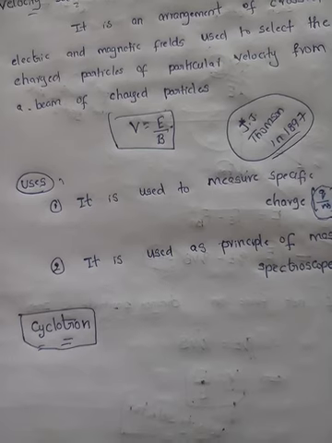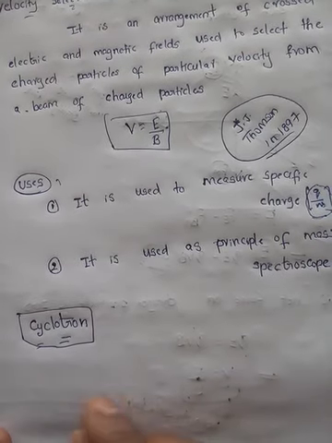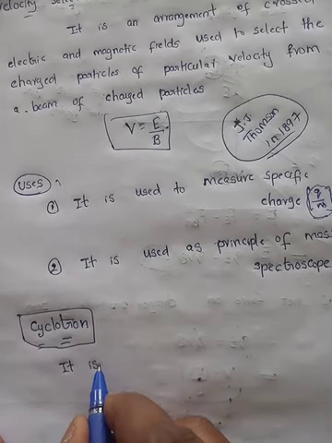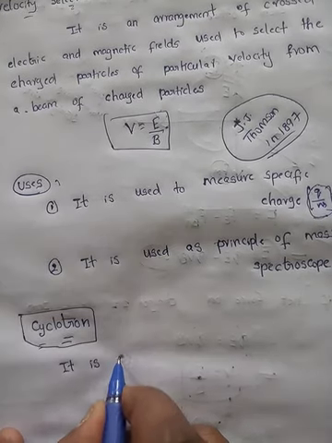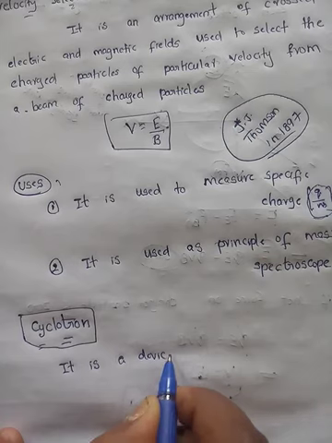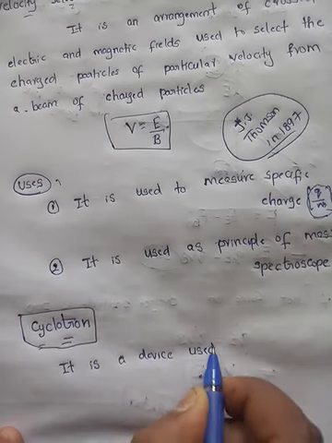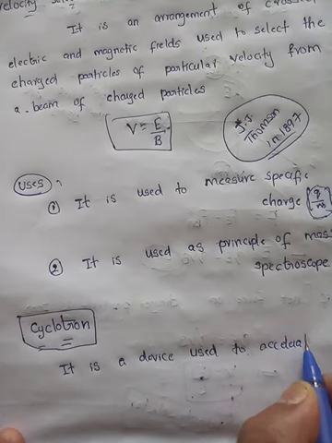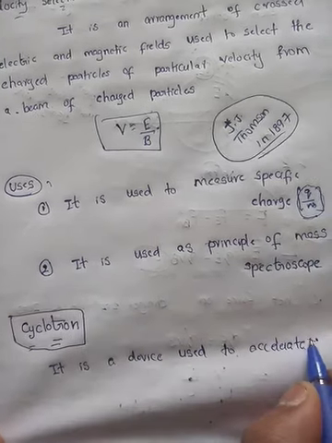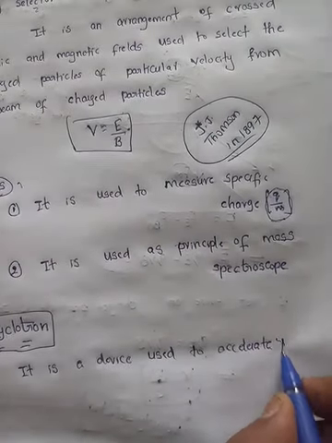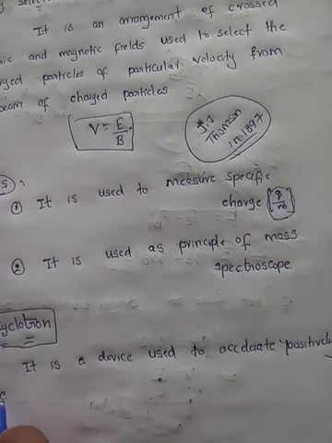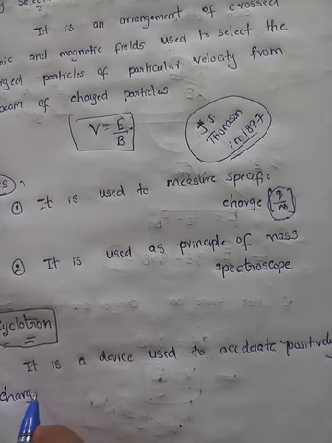So, what is this cyclotron? This cyclotron is a device used to accelerate positively charged particles.